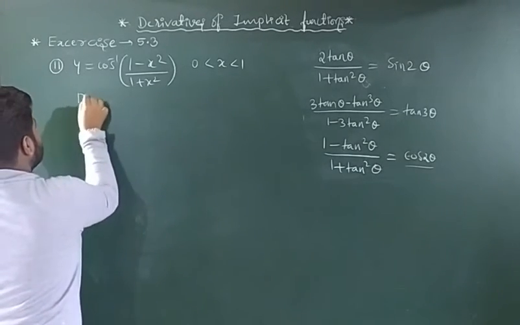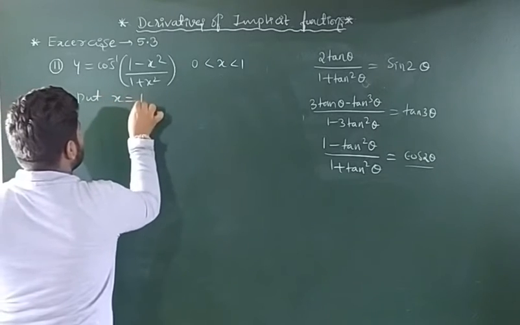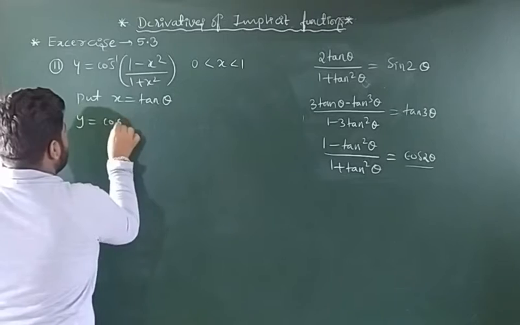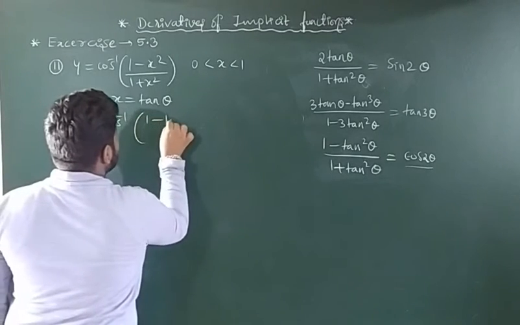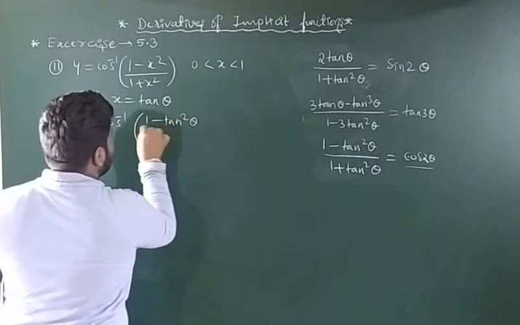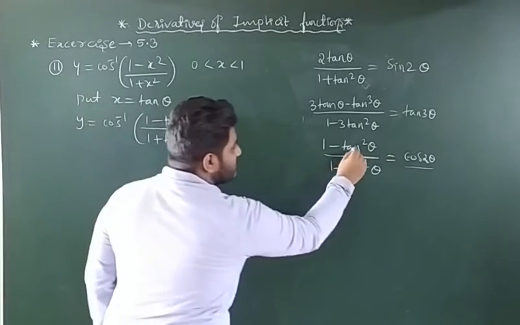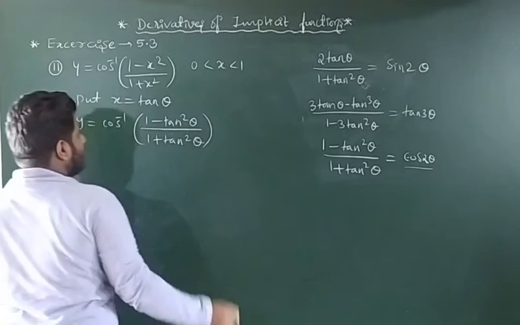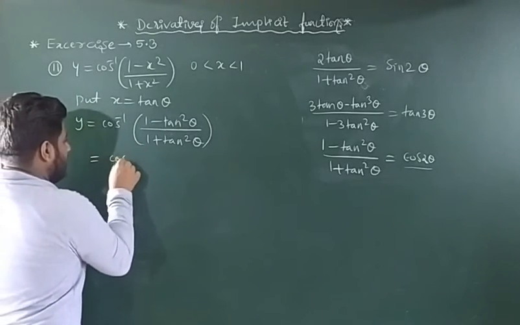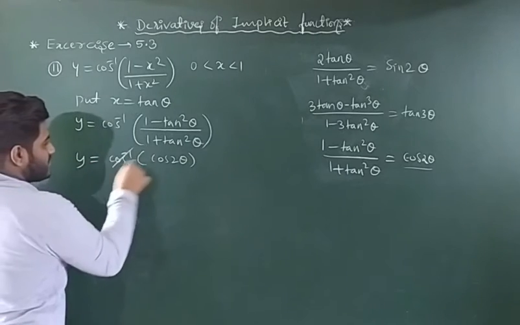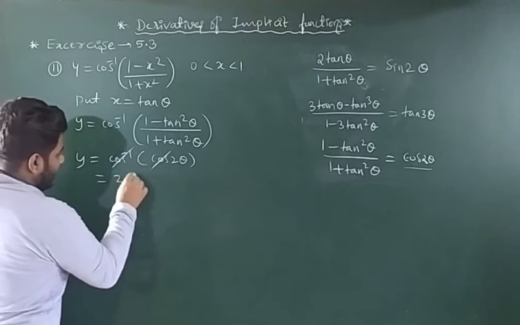So just put x equal to tan theta. So what are we getting? y equal to cos inverse of (1 minus tan square theta) divided by (1 plus tan square theta). So 1 minus tan square divided by 1 plus tan square means cos 2 theta. So write down cos inverse cos 2 theta. Yes, y is equal to 2 theta, as cos inverse gets cancelled.